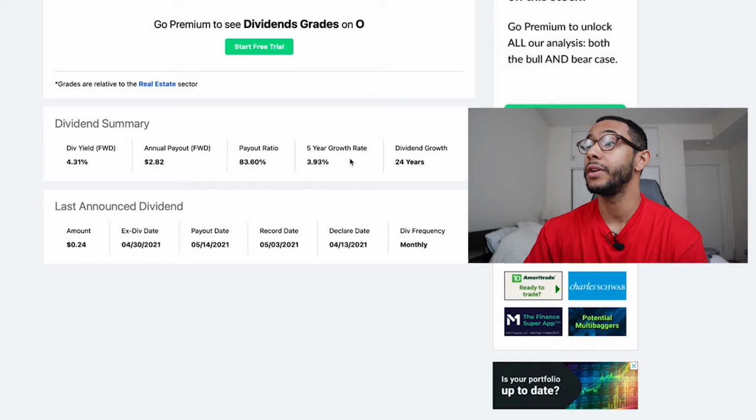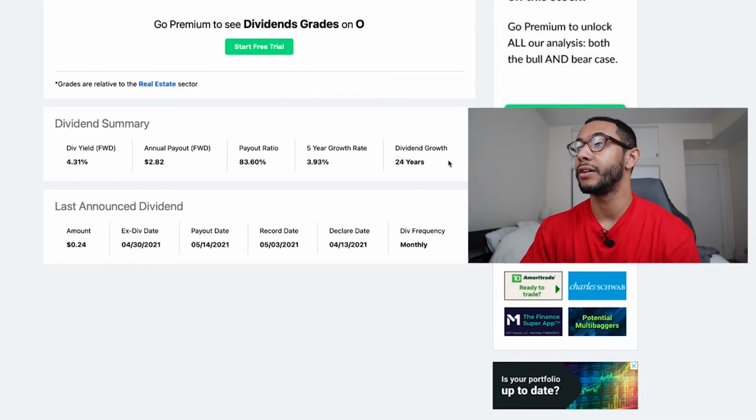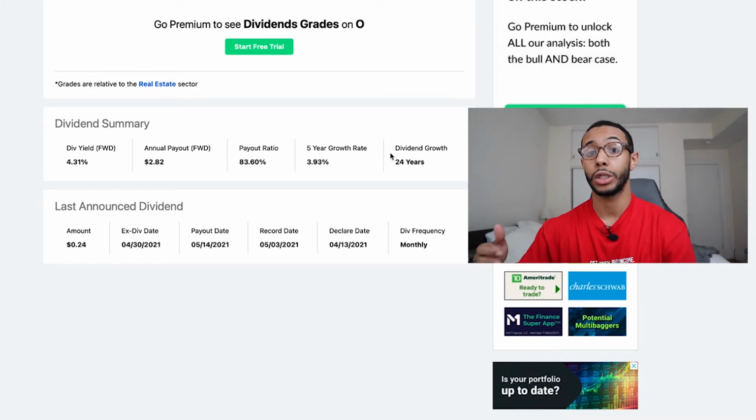So the 5-year growth rate means that the dividend has been growing at this percentage every single year, meaning that the company has been increasing the dividend payout every single year for the last 5 years by 3.94%. And the dividend growth, this is consecutive years that they do pay out to the shareholders.